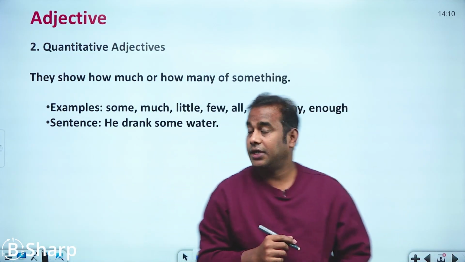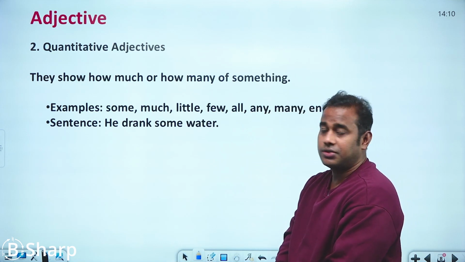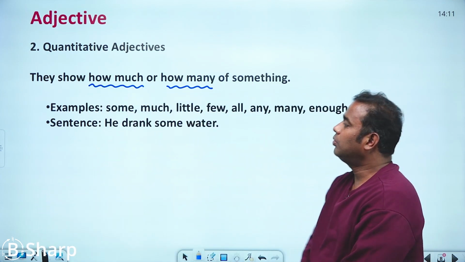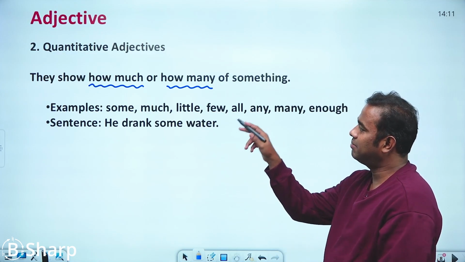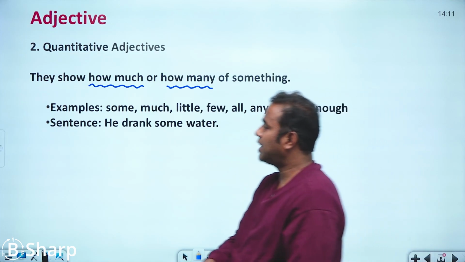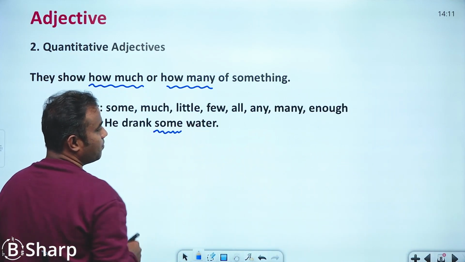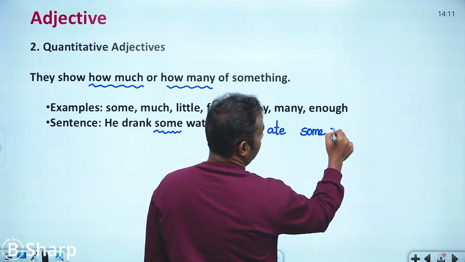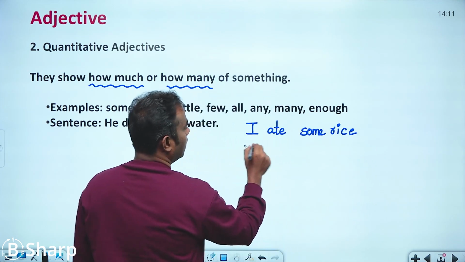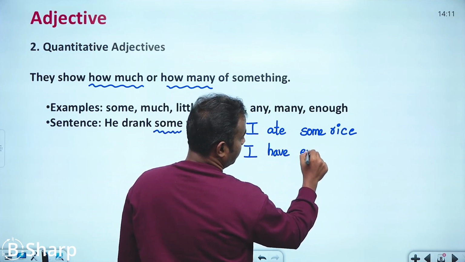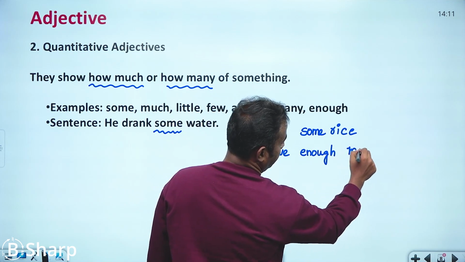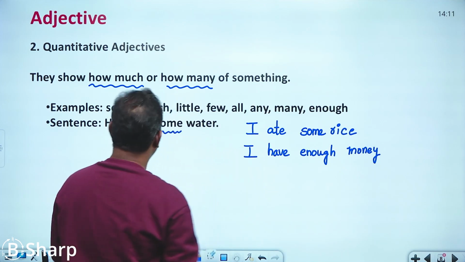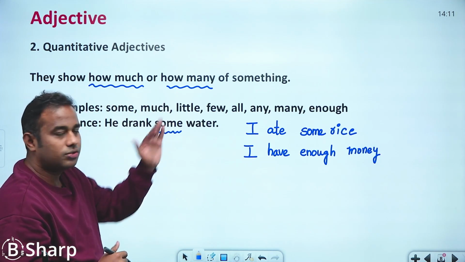The next one is the quantitative adjective. Quantitative adjectives show how much or how many of something is described here. For example: some, much, little, few, all, any, many, enough. Just have a look here: he drank some water. I ate some rice. I have enough money. You can give some examples of all these things, like some, much, little. Just try some examples here.